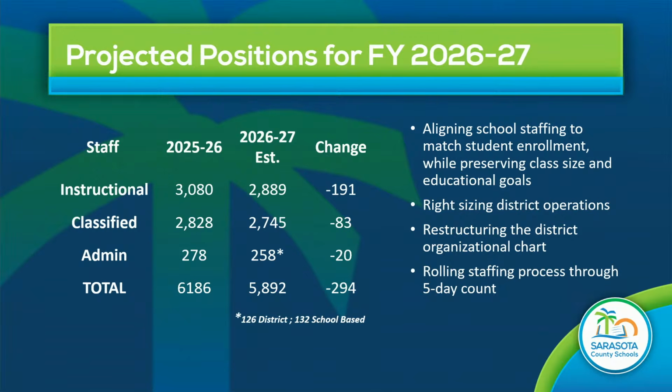And as you can see, beginning the 25-26 school year compared to our estimates, where those changes lie in terms of total staffing reductions by category. Obviously, the bulk of our staff, over 3,000 of them, were in instructional, over 2,800 in classified, and we had 278 administrators, going down for a total of 294 positions. Remember, in our administrative category here, 126 of the 258 going into next year are district, and then 132 of them are school-based. So that's principals and assistant principals.